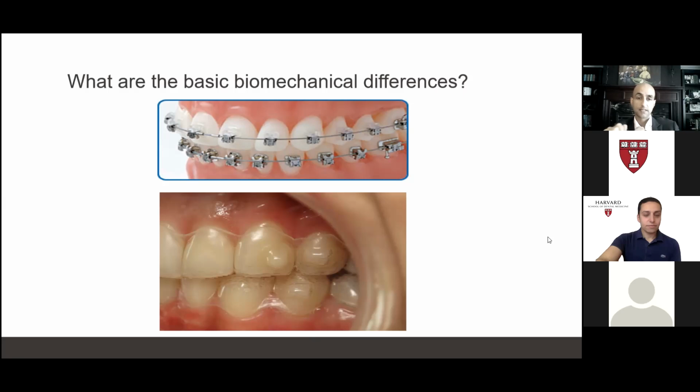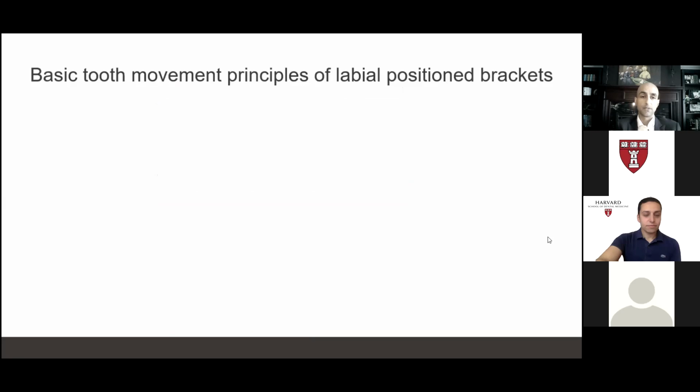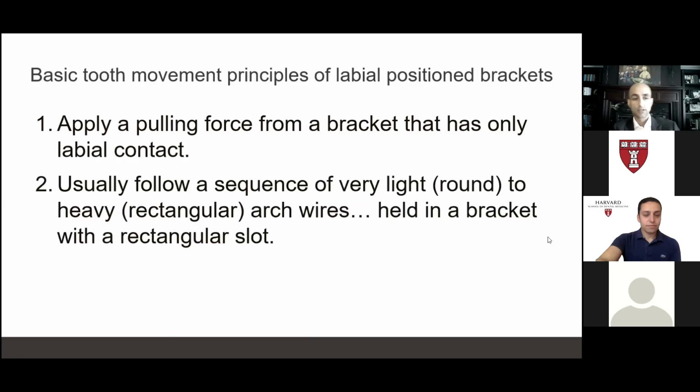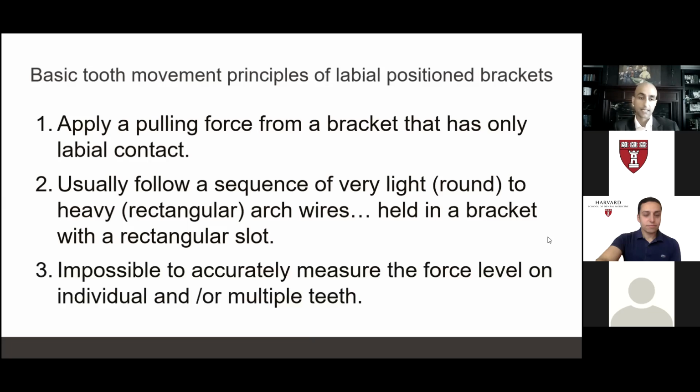So when we discuss the differences between aligners and braces, as I mentioned, it's all biomechanics, meaning that there's a lot of similarities, but there are some differences. And the main one is that when you think about how appliances work, braces apply a pulling force generally from the labial. Obviously we have lingual braces, but the majority of braces that we use are from the labial. And this usually follows a sequence of wires that we need to use to level and align and to work up into a heavier wire, of course, usually a round nitinol to a rectangular nitinol to a rectangular TMA or stainless steel. We all have different ways of how we approach this.